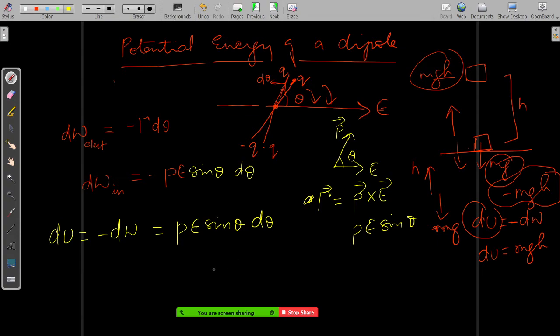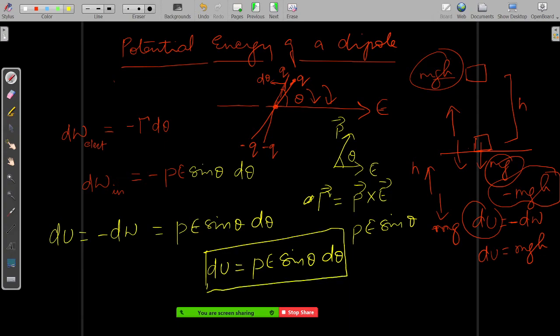So what you have got is the fundamental thing, the actual formula. Now you can take any two angles and integrate it to find the actual change in potential energy between two angles. Generally, if you want to calculate the potential energy at a point or at a configuration, you can take one reference point to have your potential energy to be zero. Correct?